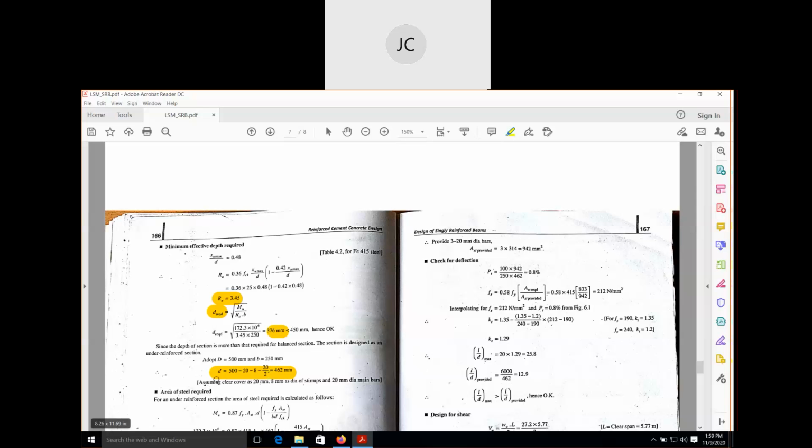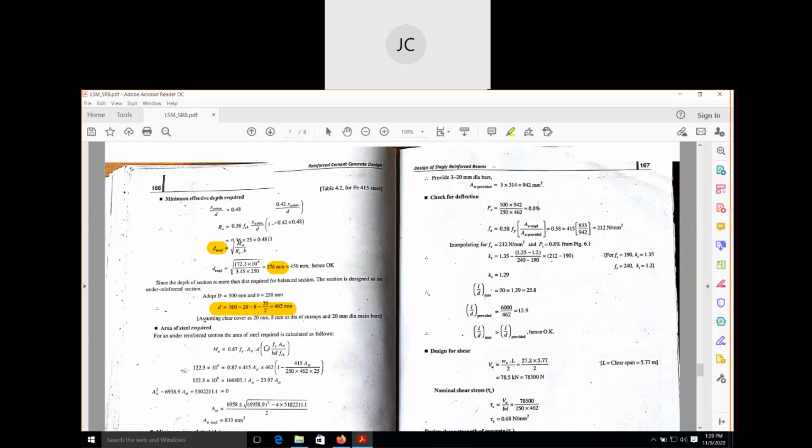So the actual effective depth provided is this much: 500 minus clear cover minus diameter of stirrups minus half of the diameter of main bar. You can see here, it is written here.